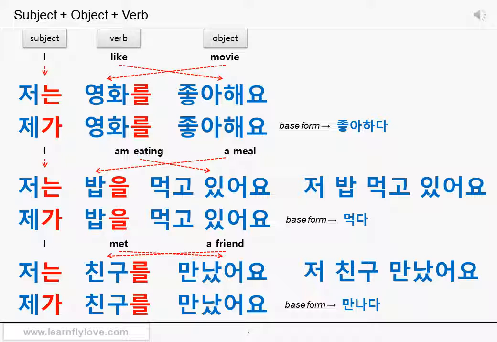Please don't forget, only the particle for the subject and the object can be omitted in Korean. Other particles cannot be. It's very important.